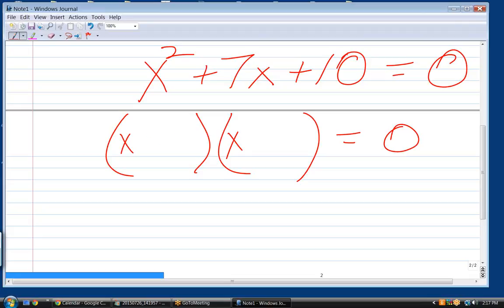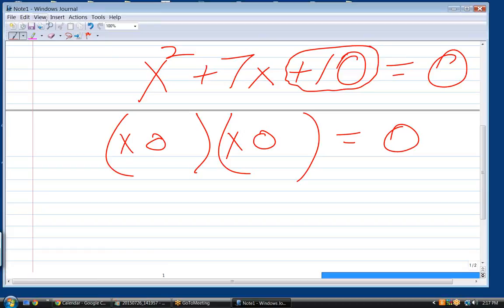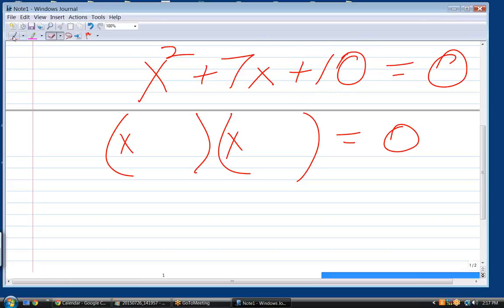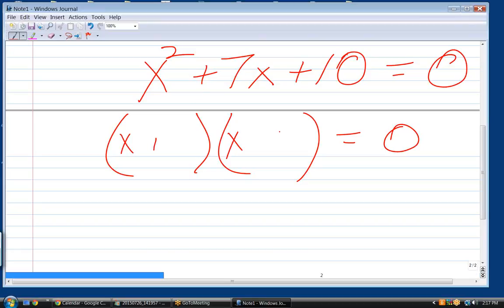What are my signs going to have to be? For me to produce a plus 10, they have to be the same, right? Yes. So they have to either both be negative or both be positive. Otherwise, I never could have produced a plus 10. Well, to determine which, look to the sign of the middle term. It's plus. They have to both be plus. That's step 2.